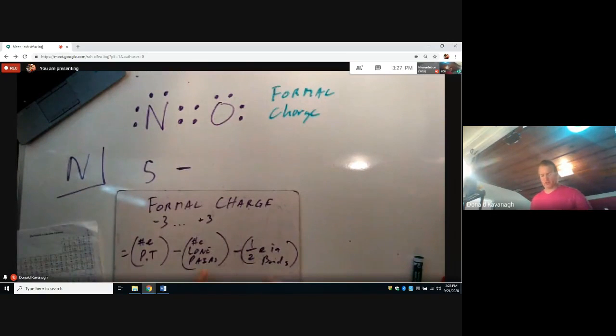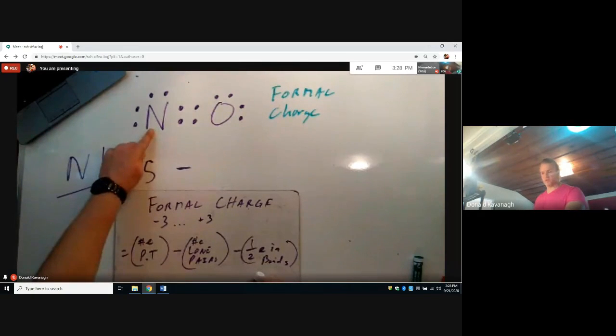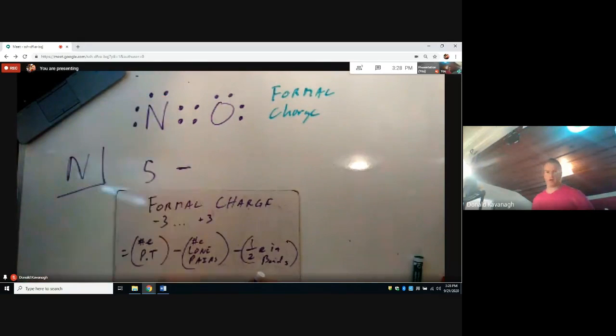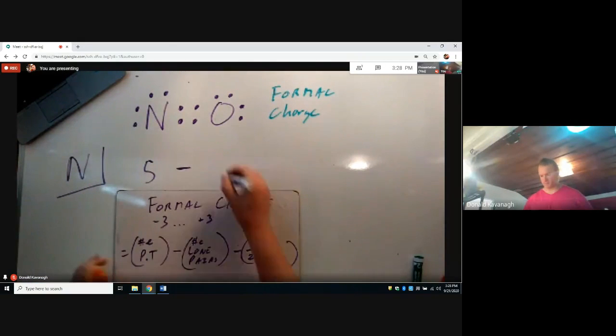The number of electrons in lone pairs. Looking at our Lewis dot structure, nitrogen has 4 electrons in lone pairs.